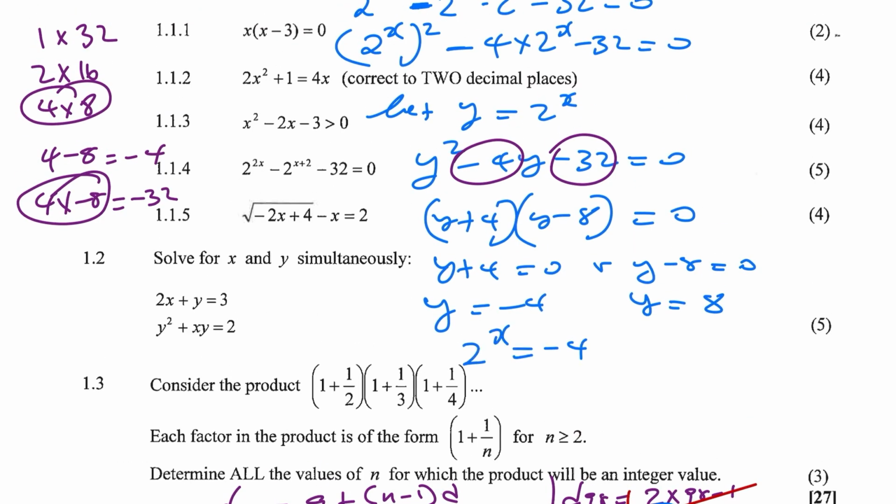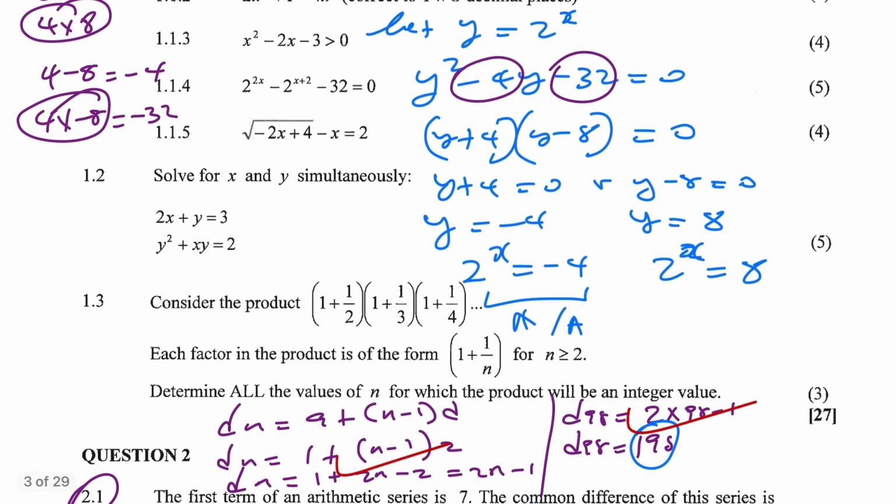Remember, y is equal to 2 power x, right? And this is not applicable. This can never be done. Why? Because we can never have a value where 2 power x equals negative 4, a negative number. That's not possible. However, this could be possible.